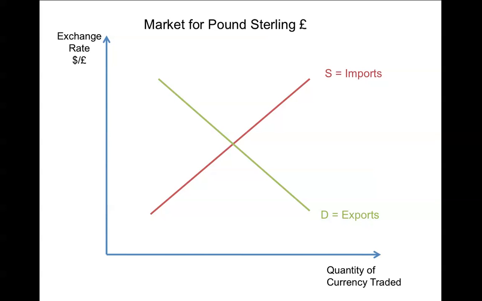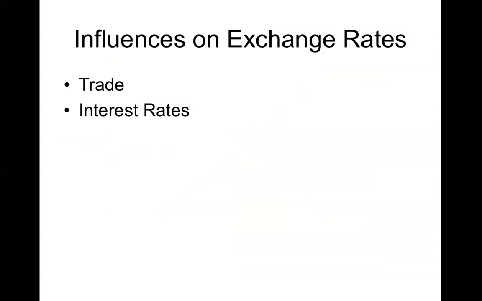Supply is how many pounds are supplied on the market, and that's roughly equal to imports, because if we're importing things and we pay for it in pounds, we put pounds onto the foreign exchange markets to be able to buy the other currencies that we want to use to buy those imported goods. And what happens is we find an equilibrium where we have an exchange rate on the y-axis and a quantity traded on the x-axis. The quantity traded isn't as important as the exchange rate.